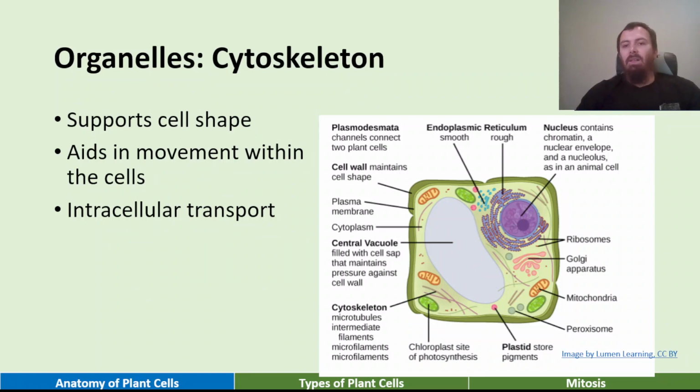Then we have the cytoskeleton. The cytoskeleton is the structural component of the inside of the cell. It's composed of microtubules, intermediate filaments, microfilaments, all kinds of different things that allow it to move things in the cell around, split the cell during mitosis, and give overall intracellular support. So it acts as a transport system in the cell, it allows for movement in the cell, and it helps with the shape.